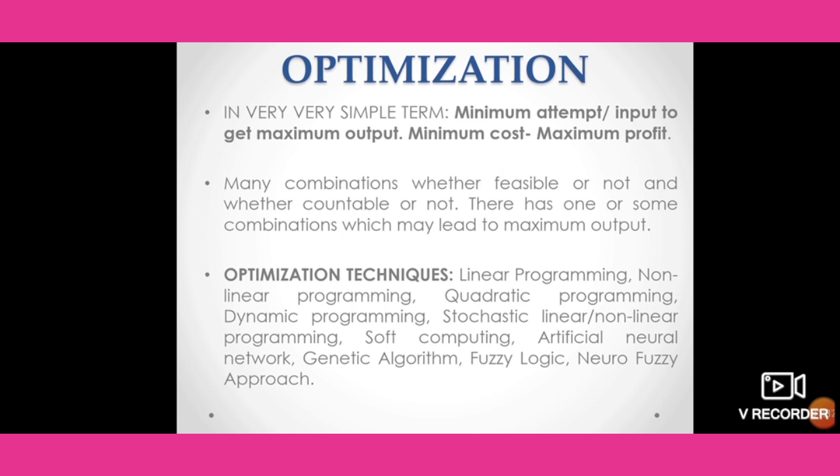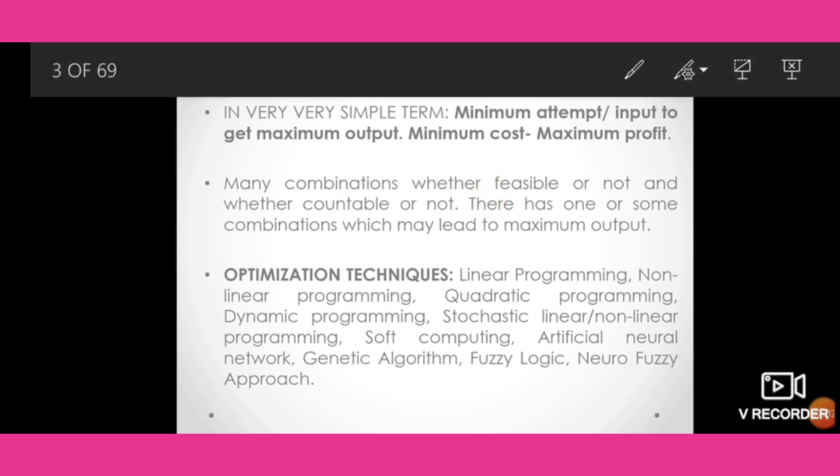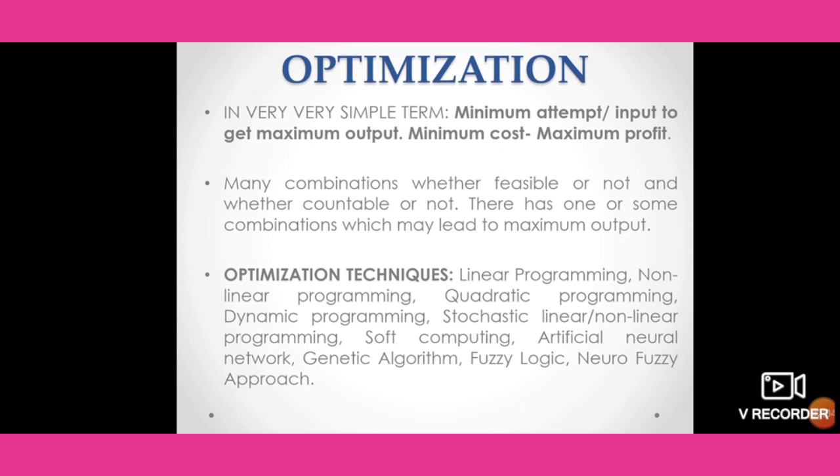There are many combinations which are feasible or not feasible, whether countable or not countable, and when the data sets or the population are very large, and the sample data is also very large, and we want an optimal allocation of the problem, the optimization is there to help us. There are different optimization techniques: linear programming, non-linear programming, quadratic methods, dynamic methods, stochastic programming, soft computing methods, and artificial intelligence.